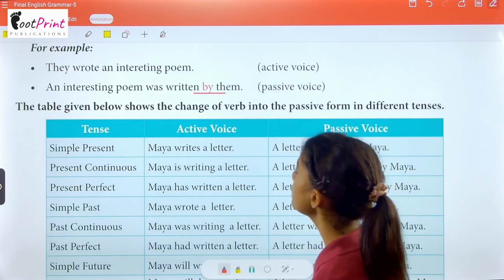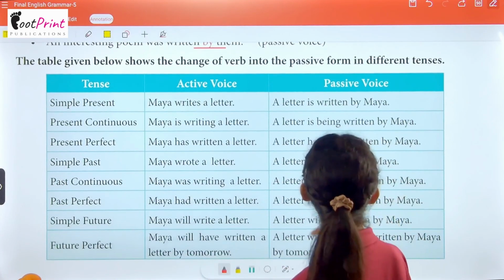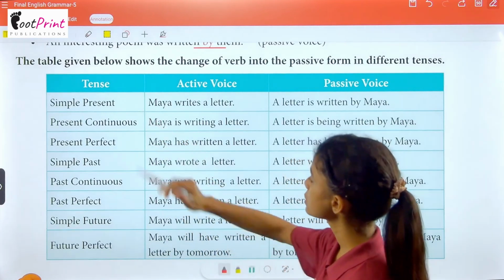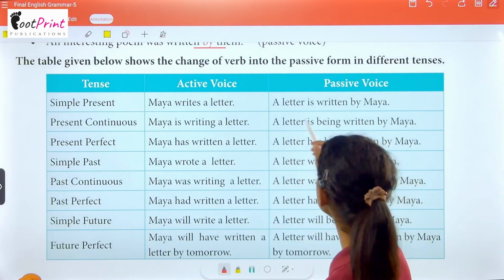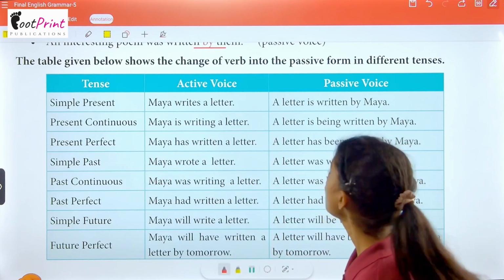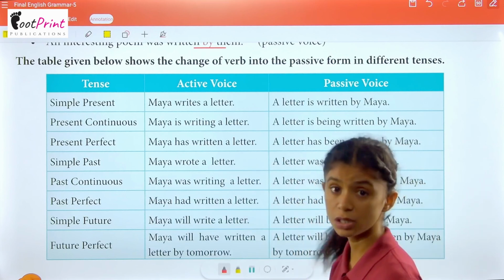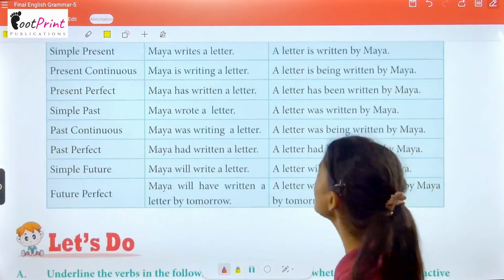Now, the table given below shows the change of verb into passive form in different tenses. So, it is simple present. Maya writes a letter. A letter is written by Maya. Present continuous. Maya is writing a letter. A letter is being written by Maya. Present perfect. Maya has written a letter. A letter has been written by Maya.